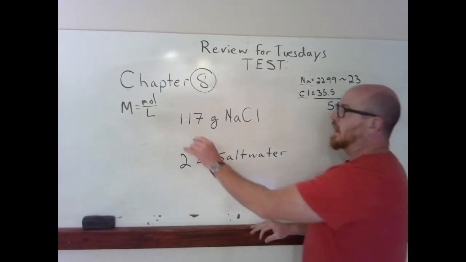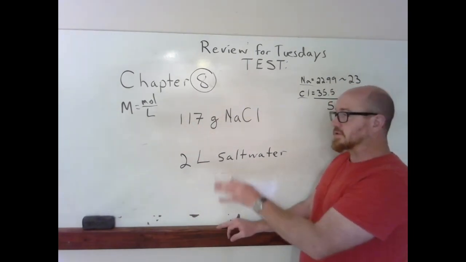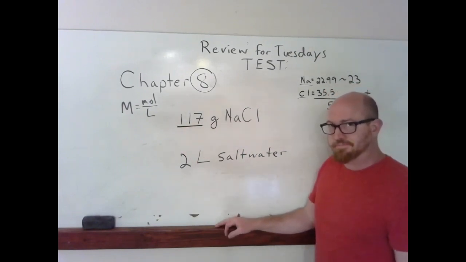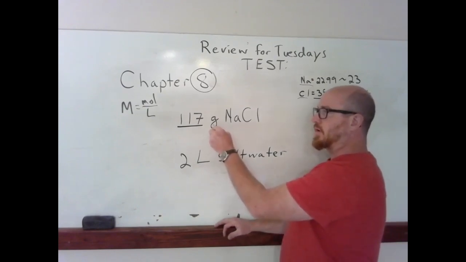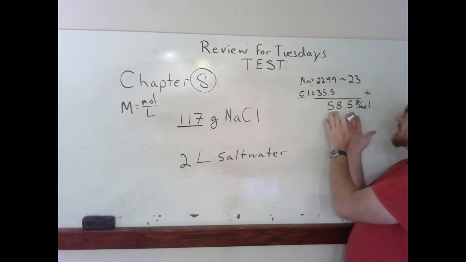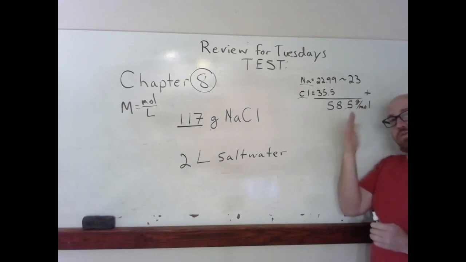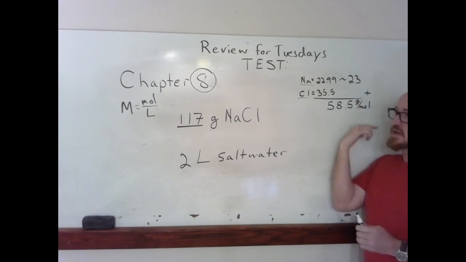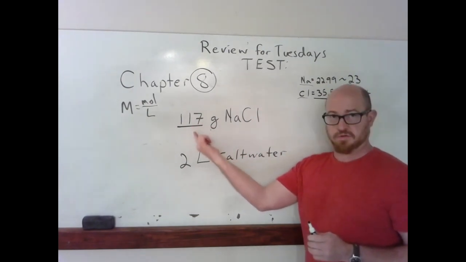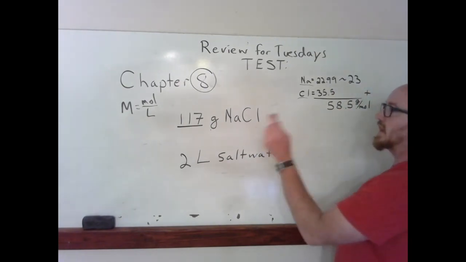Okay, let's change the game. I still give you 2 liters of salt water. That hasn't changed. But in this case, what if I change it to 117 grams of salt? I don't want grams. I want moles. So in this case, that's when you need the molar mass, because this has grams and moles in the unit, which allow us to convert between grams and moles. So if I'm given 117 grams of salt, I want to convert it over here to moles of salt. How do I do that?